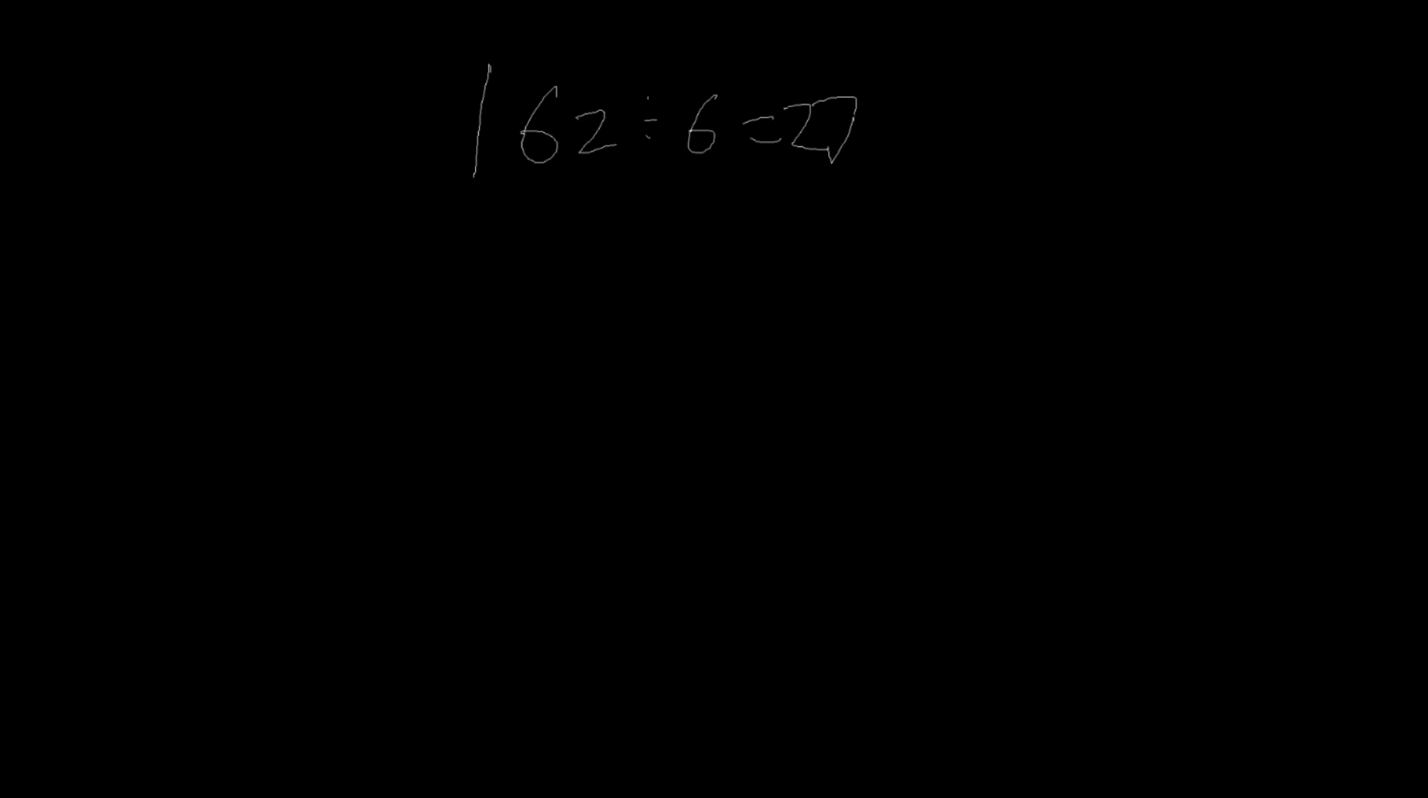Now, when we do this in the bus stop method, you have 1, 6, 2, and you divide by 6. How many 6s are going into 1? Well, we know that 0 6s go into 1. And we put that over there, so it's 16. So how many 6s are going into 16? Well, we know that 2 do, and that 4 remain. And then in 42, 7 go into that. So that's how you work out how to divide numbers, right?